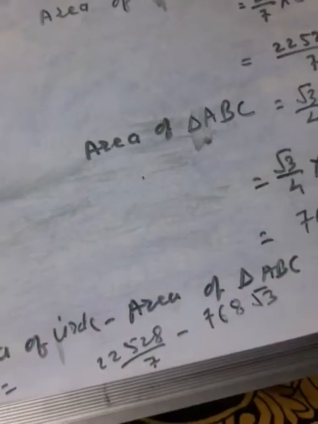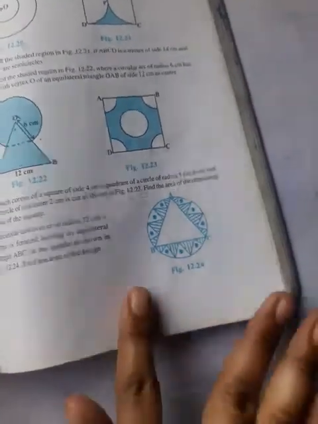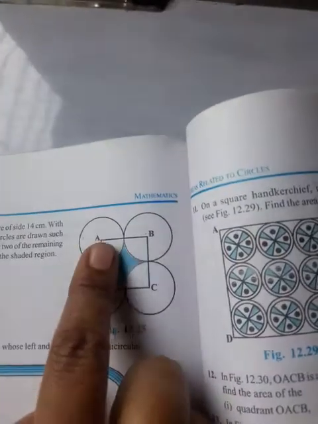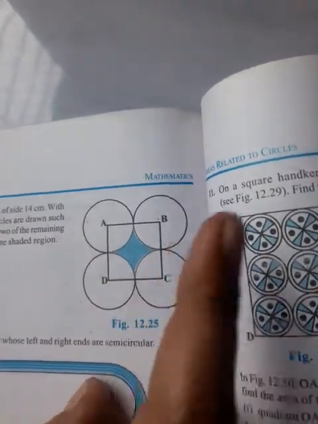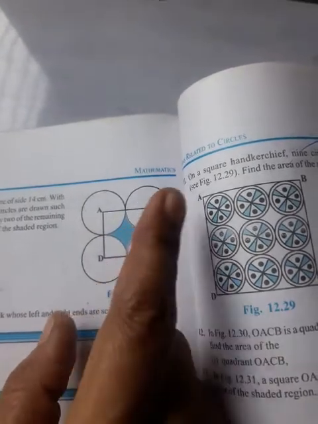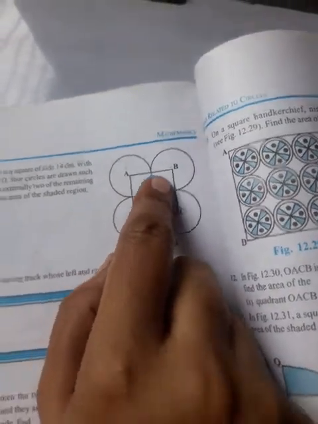Now the next question is the 7th question, but the 7th question is the same as question number 5, because 4 quadrants are given here. 4 quadrants mean one circle. So subtract the area of one circle from this square, and you will get the area of the shaded region. Now we are moving towards question number 8.